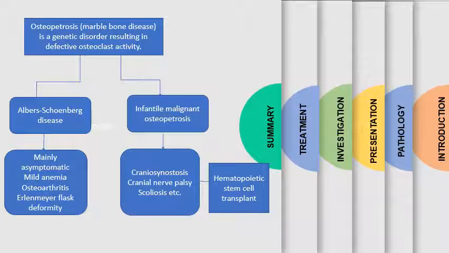Okay, as a quick recap, osteopetrosis, also called marble bone disease, is a genetic condition resulting in defective osteoclast activity, which in turn affects bone remodeling. It presents in two forms: adult mild osteopetrosis, aka Albers-Schoenberg disease, which is found incidentally on X-ray as patients are mostly asymptomatic. The other, severe infantile form presents early in life with multiple symptoms like craniosynostosis, cranial nerve palsy, scoliosis, etc. Milder condition can be treated symptomatically, while severe condition might need a hematopoietic transplant for better prognosis.